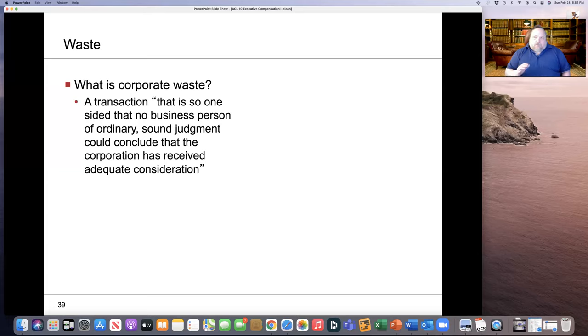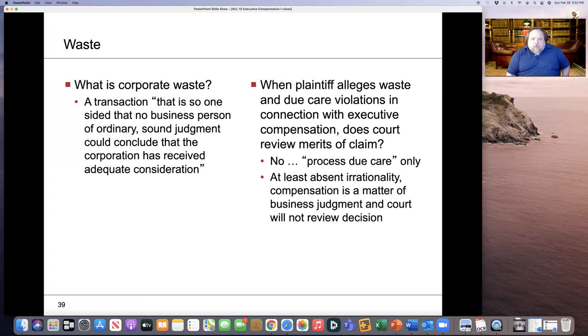The third challenge that a shareholder might make to executive compensation would be to claim that it amounts to corporate waste. And what is waste? Well, waste is a transaction that is so one-sided that no one person of ordinary sound judgment could conclude that the corporation has received adequate consideration. And critically, when a shareholder alleges that the compensation the CEO got amounted to waste, the court is not going to review the merits of the decision.